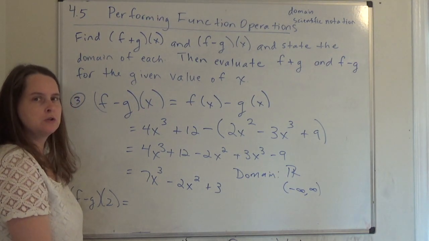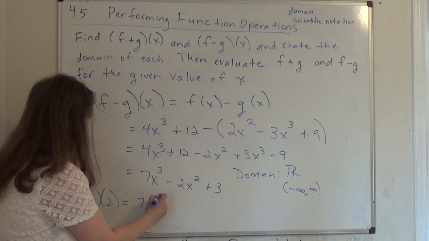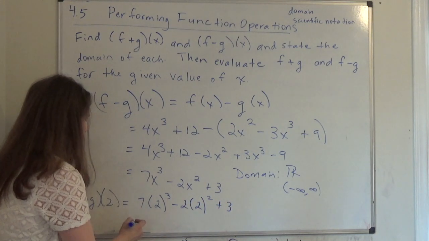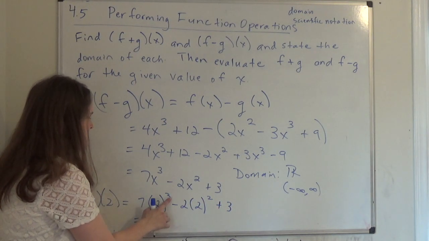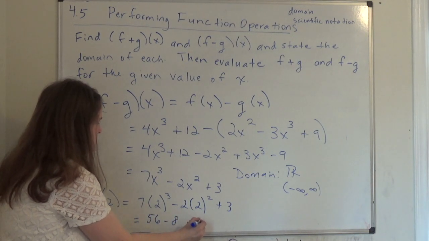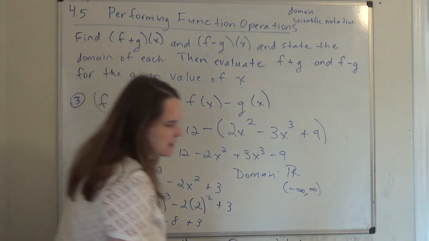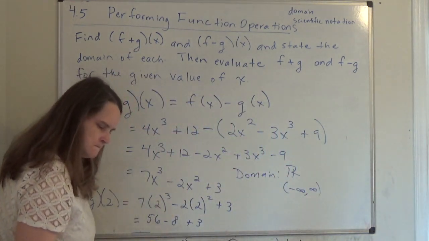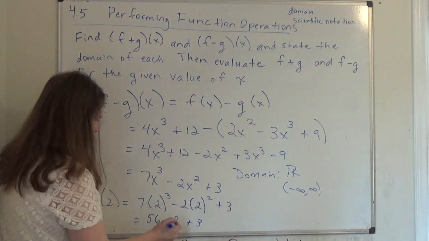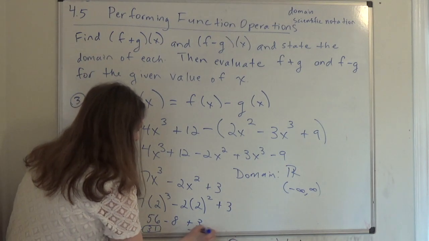So f minus g of 2, substituting 2 in here, you're going to have 7 times 2 cubed minus 2 times 2 squared plus 3. That's 8 times 7, so 56. 4 times 2 is 8. 56 minus 8. Okay, so that gave me 31. So this turned out to be 31. I don't know if it'll show up on there for you, but 31 is the answer there.